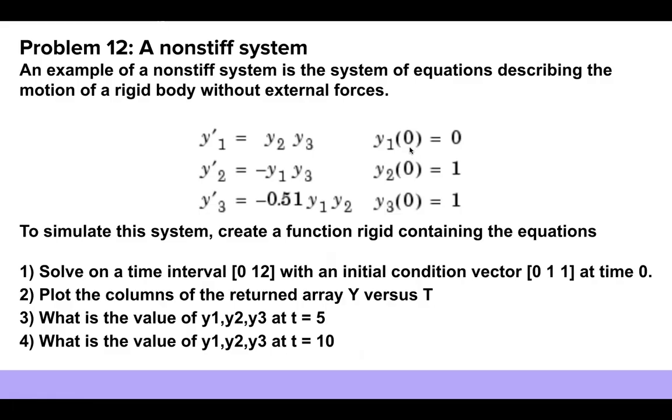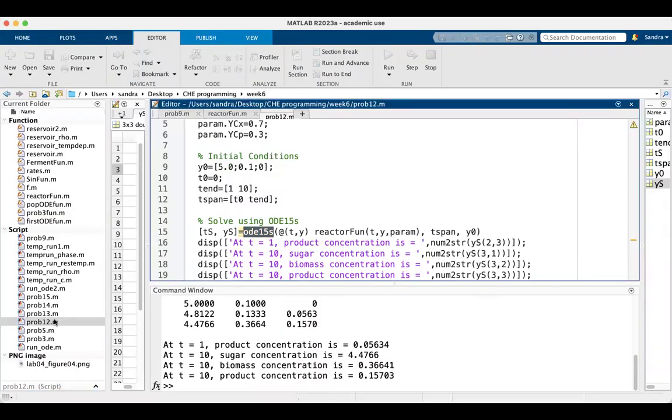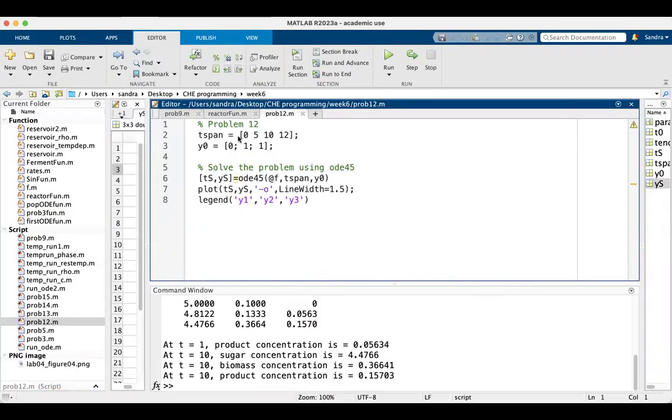Any answers for this? So you need to have time interval 0, 5, 10, 12. Okay, keep that in mind. Now going to the MATLAB code. What you do is your t-span, you give it as 0, 5, 10, 12 because we want specifically the values at time 5, 10, and 12. Initial value is 0, 1, 1.